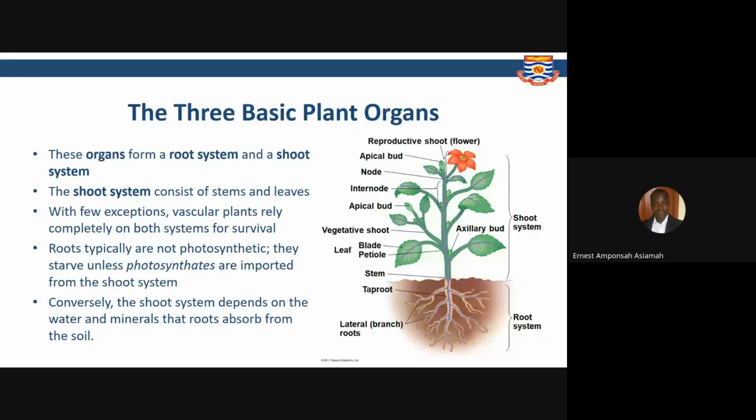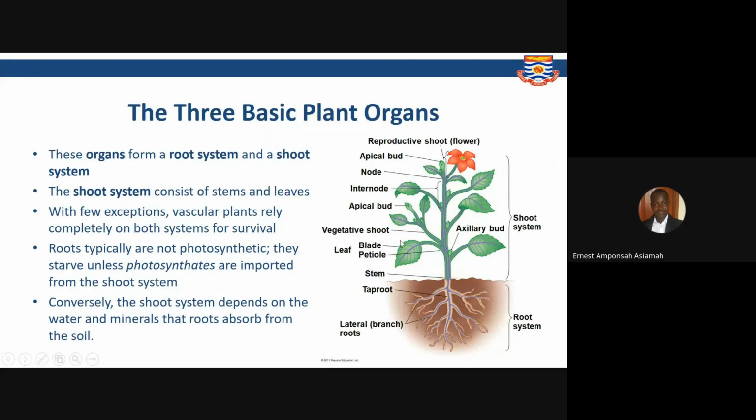One thing we have to acknowledge is that most of what we are centered on is vascular plants. They rely completely on both systems for survival. For example, the roots are not able to synthesize their own food, so they require food from the leaves. The food is synthesized in the leaves, which are part of the shoot system, and it is transported to the roots.